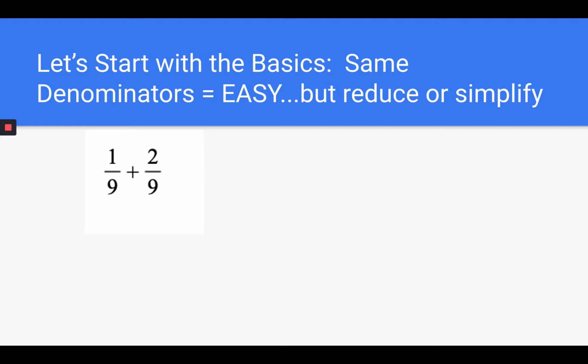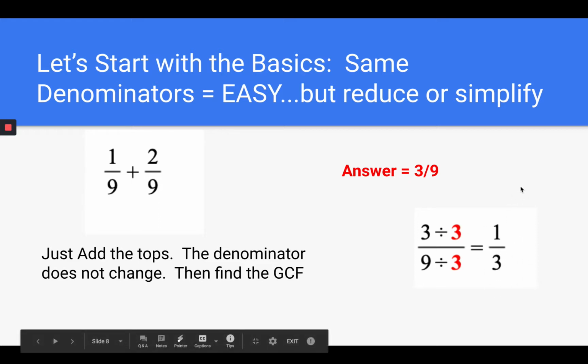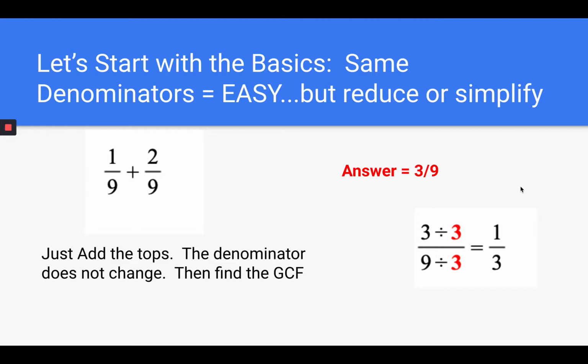Okay, we'll try another one. 1/9 plus 2/9. Add the tops. Hopefully you get 3/9. Find the greatest common factor of 3 and 9. So what number goes into 3 that also goes into 9 evenly? Hopefully you're saying 3, because 3 divided by 3 is 1 and 9 divided by 3 is 3. So this is a reduced, simplified answer. If a question asks you to simplify and you do not, you will get it wrong. So you want to make sure you know how to reduce. We've practiced that already once this year.